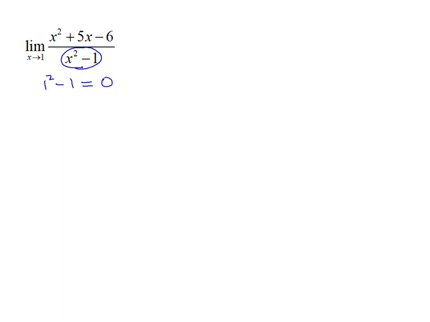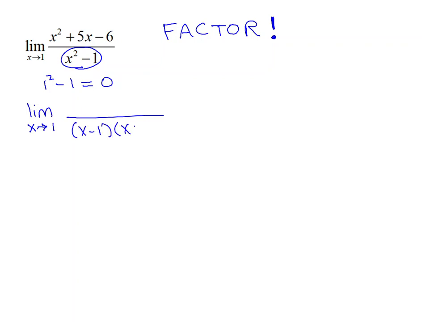Now I notice these are two quadratics, and I can think maybe I can factor. Factoring is a strategy that we often are able to use to manipulate our function to look differently so that we don't get 0 in the denominator. Let's try it. I'm going to rewrite this limit as x approaches 1. My denominator is easy to factor. That's x minus 1 times x plus 1.